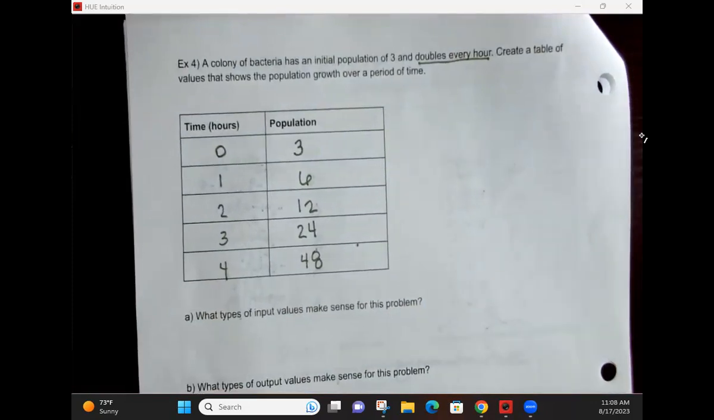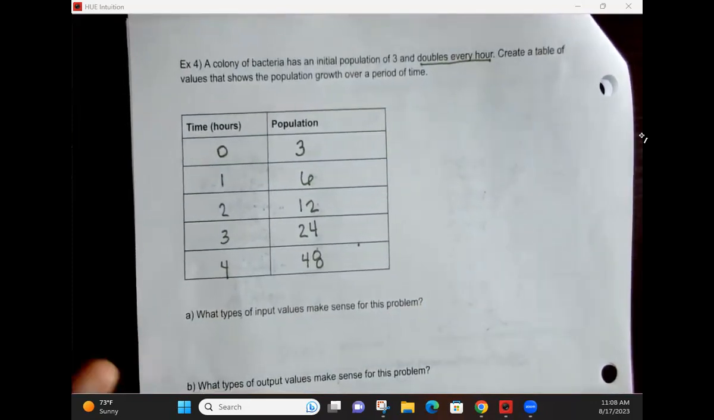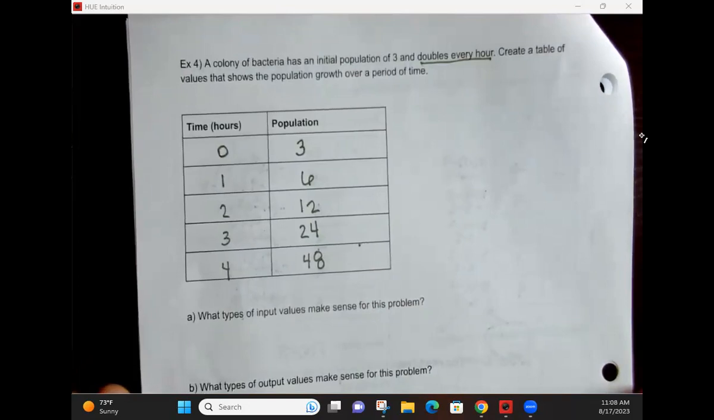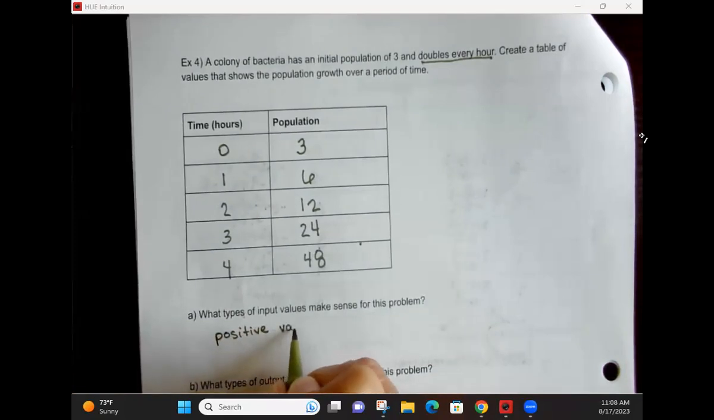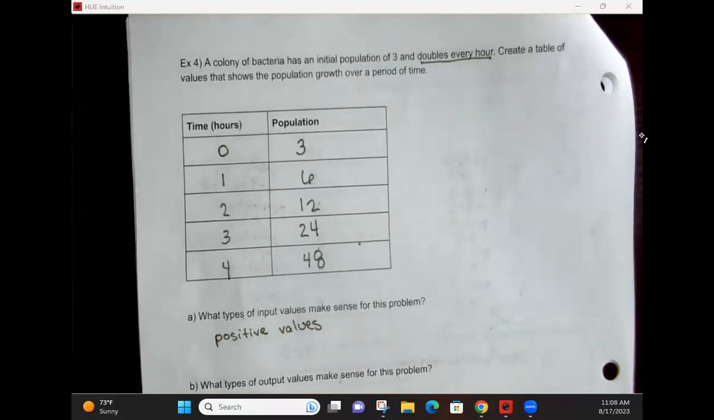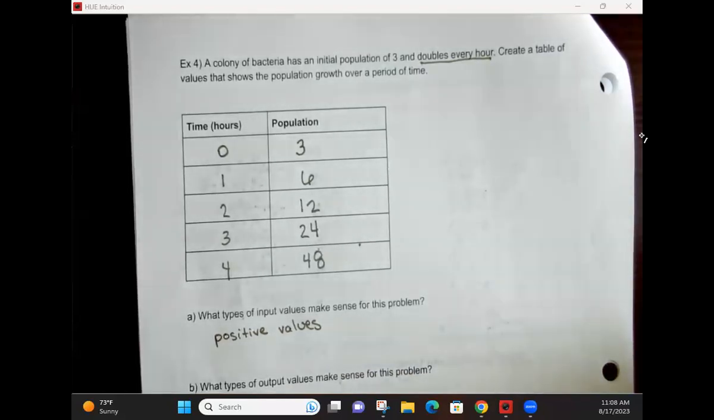So a couple of questions about this. A, we already answered. What types of input values make sense for this problem? We talked about whole numbers would be easiest, but I could do fractions or decimals. Could I do negative values? Would negatives make sense here? No. So I want to stick with positives. Positive values here. Whole numbers are nice, but anything would work.